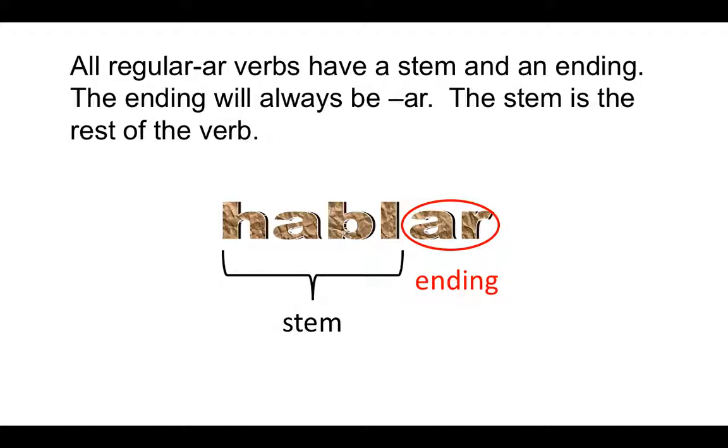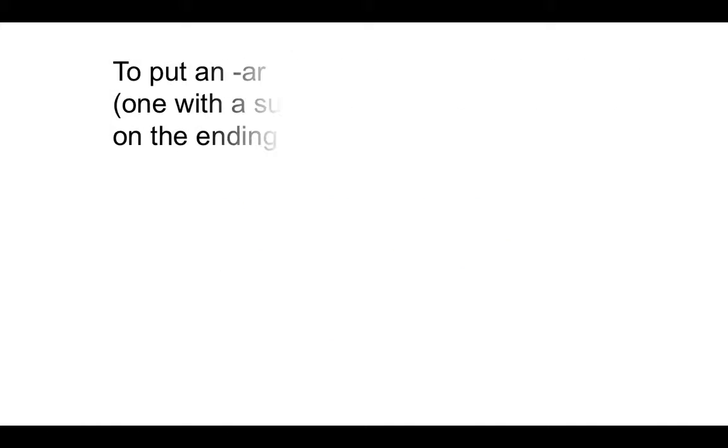I often have students that ask me, well, Ms. Thompson, what if I have a really long verb that's 100 letters long? I tell them, well, if you have 100 letters, subtract 2 from 100 and what do you get? 98, right? The 98 is the stem and the 2 leftover letters, your AR, that's going to be your ending every time. You can't get it wrong.